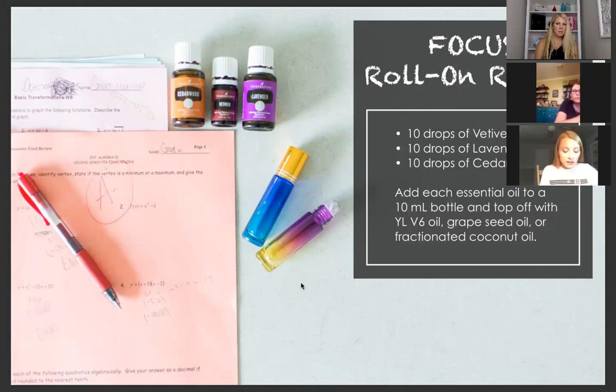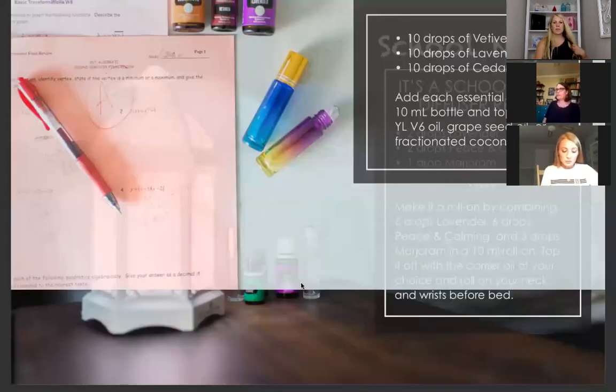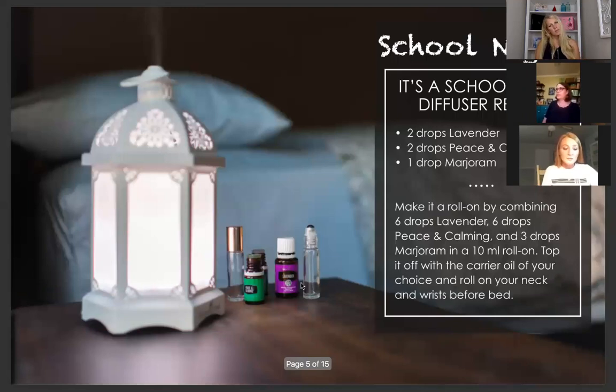Classroom smelling fresh with diffusing recipes. So this is a wonderful, you can go to the next slide. This is a wonderful uplifting diffuser blend where it's 3 drops of peppermint and 3 drops of lemon. It is wonderful. Well, I guess it's not on there.